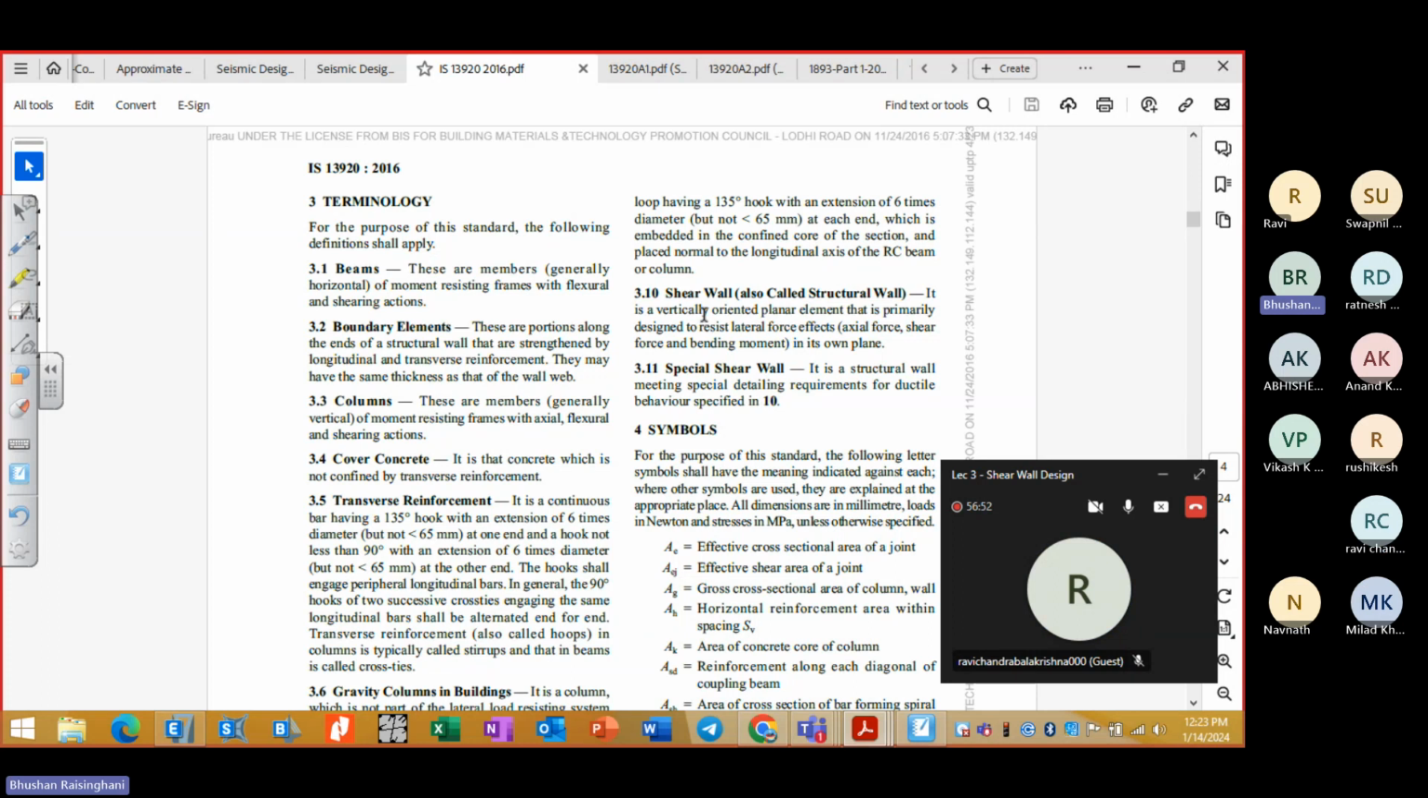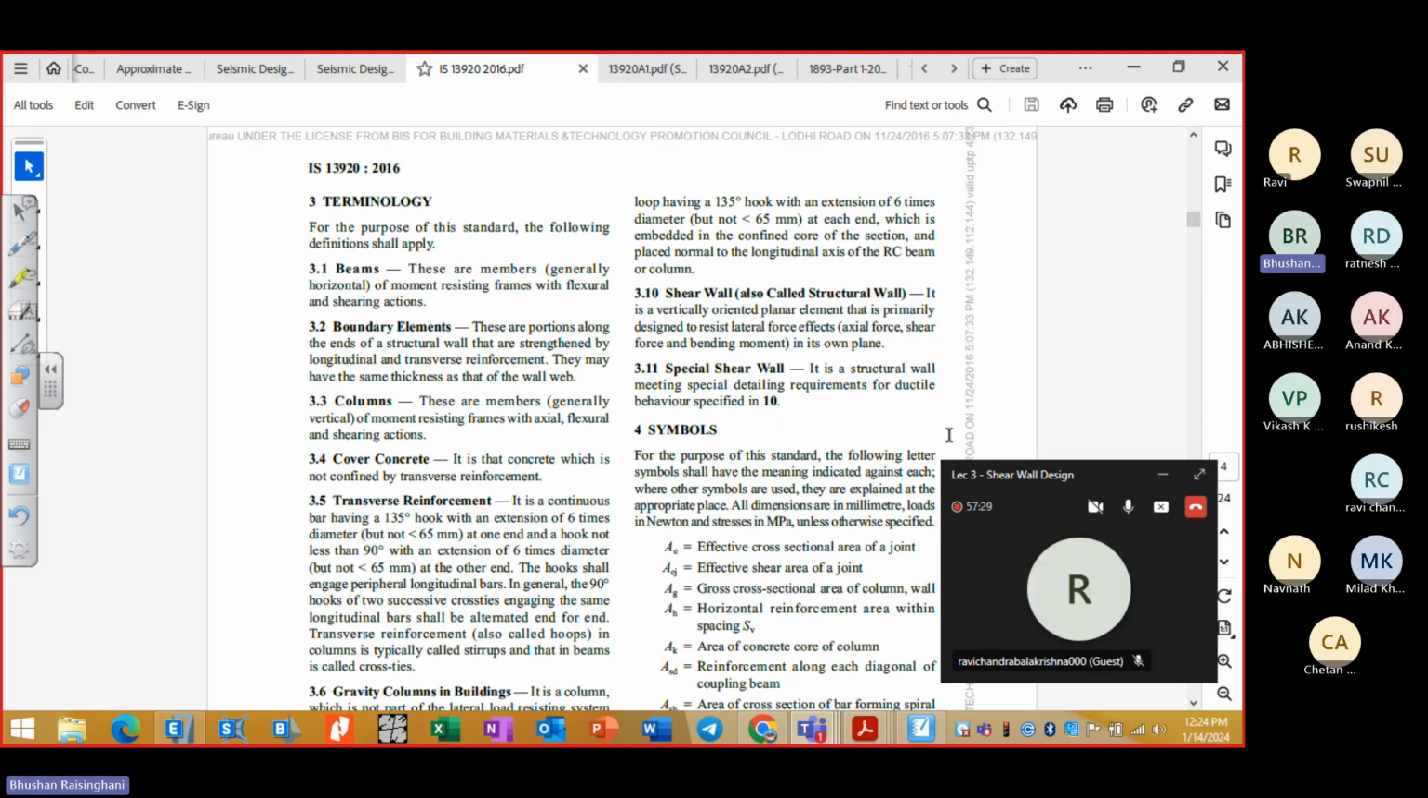So basically, it is a plane element. I hope you know what a plane element is. It goes back to the mechanics part: plane sections remain plane before and after bending, and all those assumptions that we take. So it is a plane element, but what we assign is a shell. It is a vertically oriented planar element, a plane surface with lesser thickness, and it has to be assigned as a shell element.